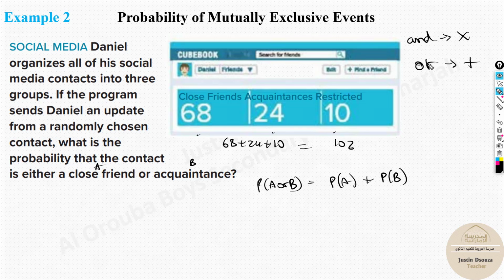In physics, you might have come across the AND gate or OR gate. AND is basically multiplication, and OR is related to addition. Now here, this is the formula.